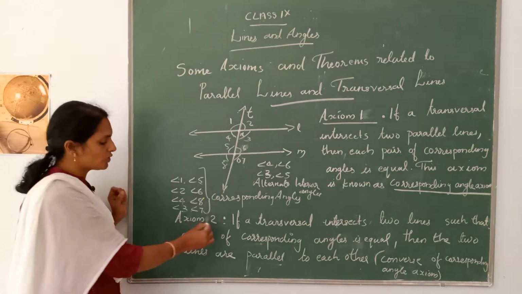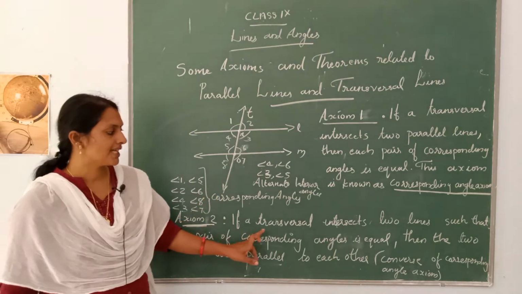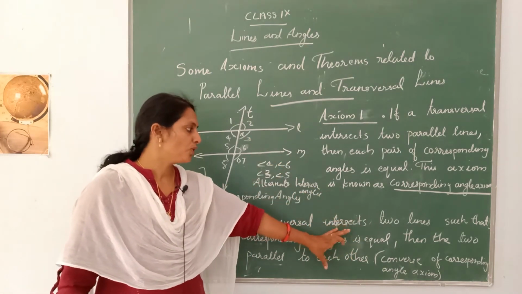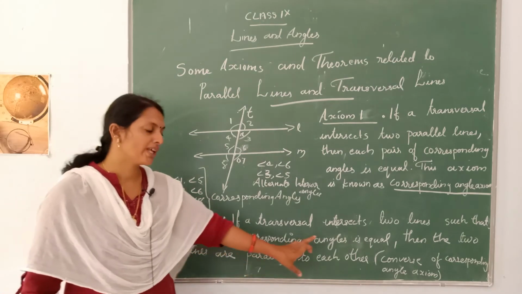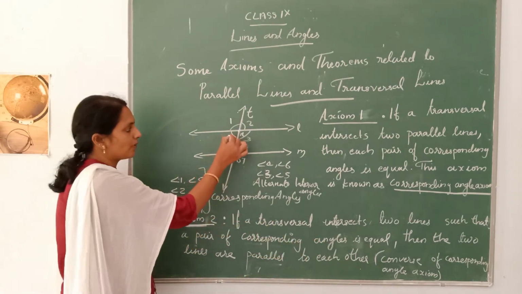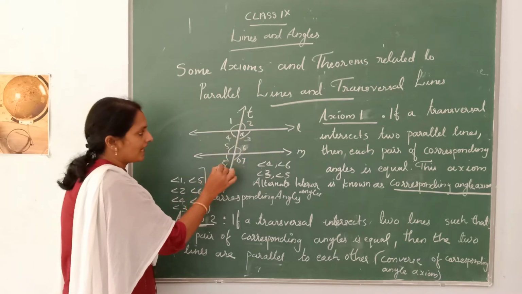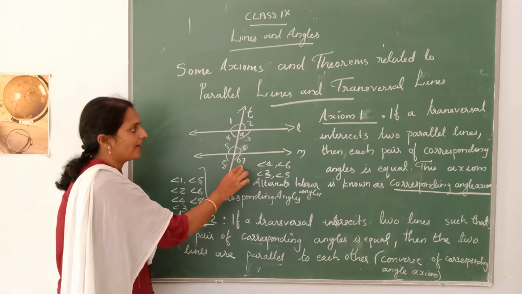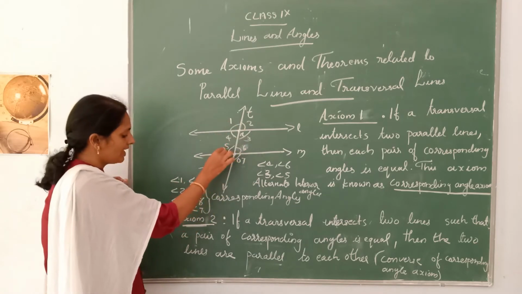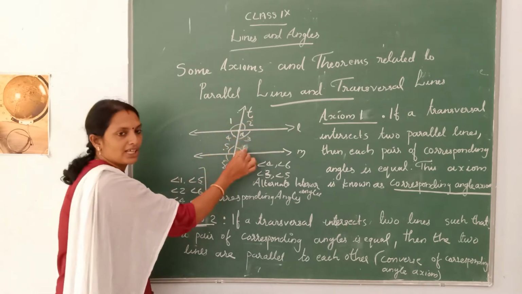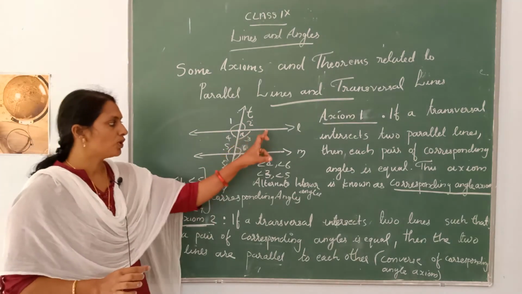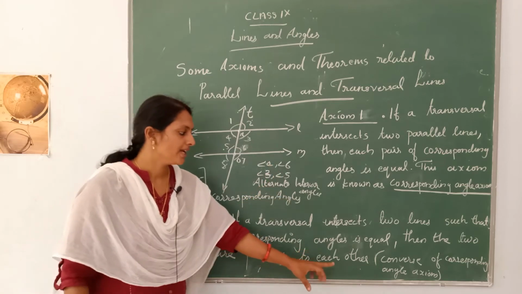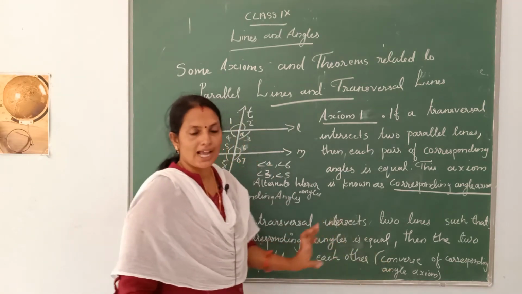Then axiom 2: if a transversal intersects two lines such that a pair of corresponding angles are equal, that is, angle 4 is equal to angle 8, angle 3 is equal to angle 7, or angle 1 is equal to angle 5, or angle 2 is equal to angle 6, then the two lines will be parallel. That is the converse of the corresponding angle axiom.